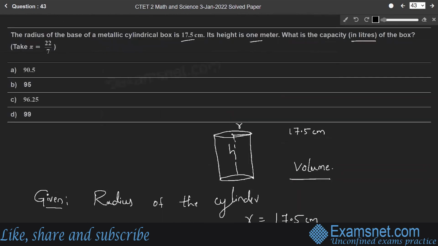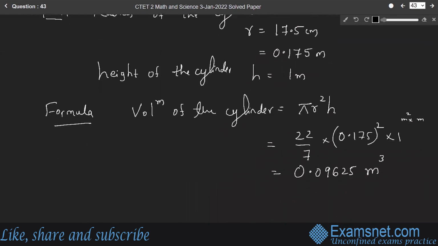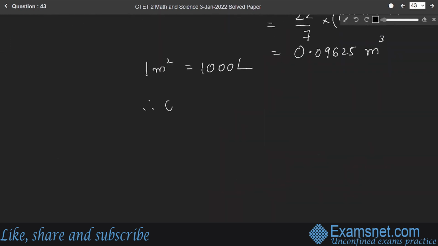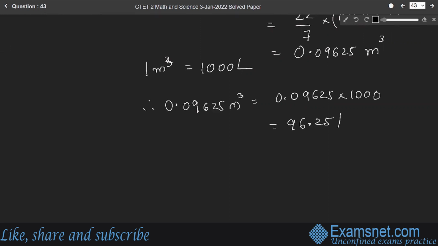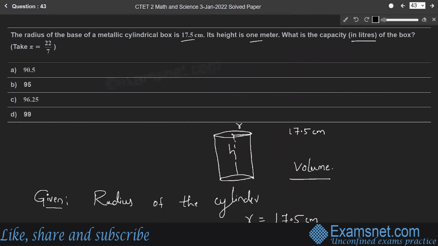But in the answer, we have to express in terms of liters. So 1 meter cube is equal to 1000 liter. Right? Therefore, 0.09625 meter cube is equal to 0.09625 into 1000, which is equal to 96.25 liter. Hence, option C is the right answer.